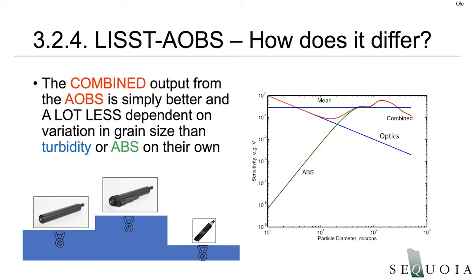How does the AOBS actually differ when we compare it to the ABS and turbidity sensors? The AOBS really does provide the response of the red curve. So we have minimized the variance from grain size variations in the output, and it responds mostly to changes in concentration and not to changes in particle size. So you can see, comparing the red curve with the green ABS curve and the blue optics curve, that it is clearly a better response. It's simply a lot less dependent on variation in grain size than either the ABS or turbidity on their own.